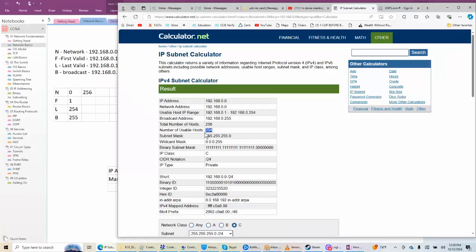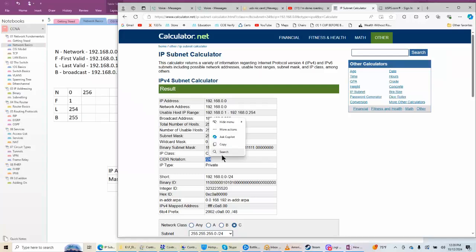Okay, number of usable hosts and total number of hosts. Notice that the total number of hosts is 256. Every time I select this, that thing comes up, I apologize. The number of usable hosts, which are valid hosts, is always 2 less: 1 for the network, 1 for the broadcast. It tells you the subnet mask, and the wildcard, which is always the opposite of the subnet mask. It tells you the CIDR notation.